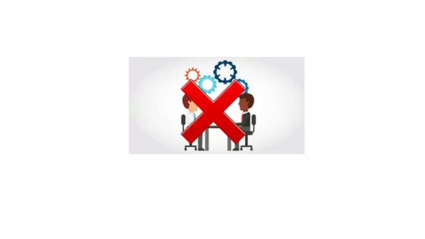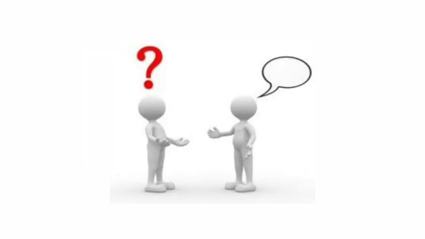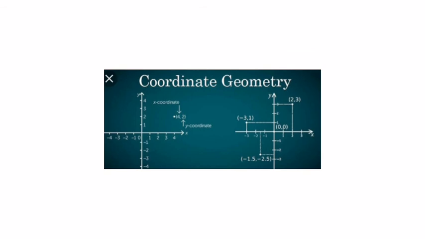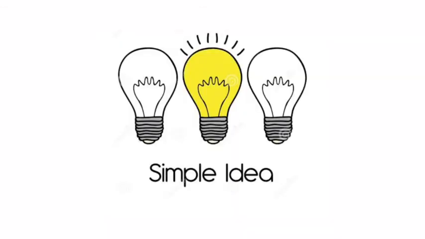For example, you don't need to understand all these complicated sums. Take a real-life example. Someone comes and asks you, which is my desk? And you can simply use the Cartesian plane or coordinate geometry and answer them. 4th row, 3rd column. This is a very simple idea to tell him the exact location of his desk.